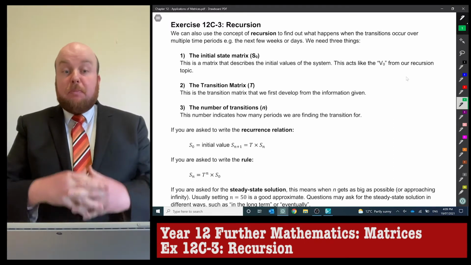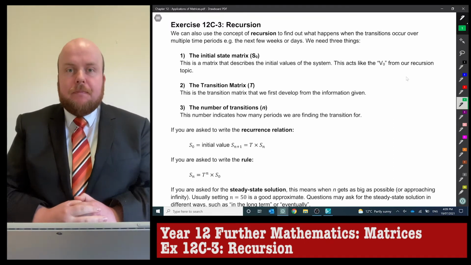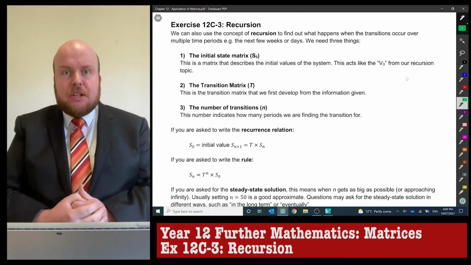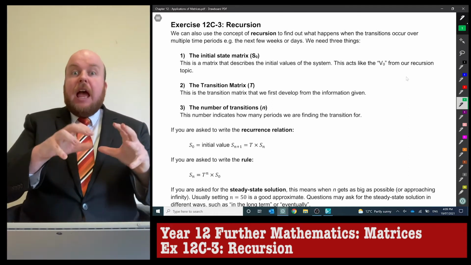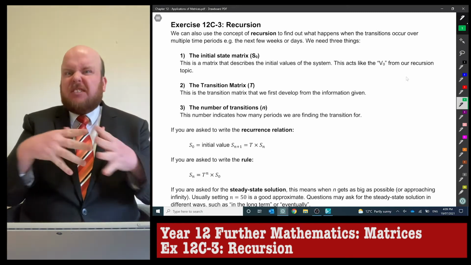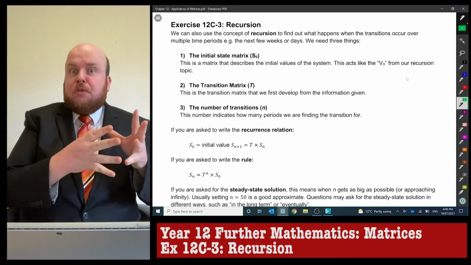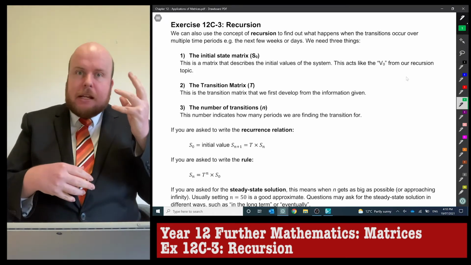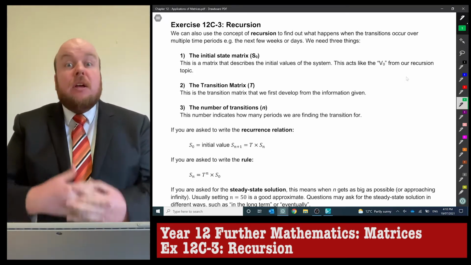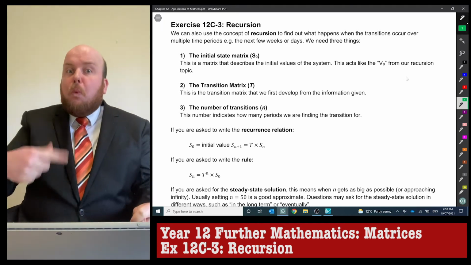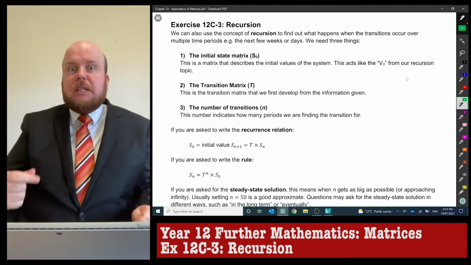Exercise 12C-3 Recursion. In our previous video, we were examining the idea of transition matrices. In other words, if I have one state of affairs on one day, what's the likelihood that it will change the next day? Well, we were finding out if it was raining or sunny, or whether we're studying maths or English, whatever the case might be, that's what we use transition matrices for. But now we want to know, what if we were to continue this pattern?